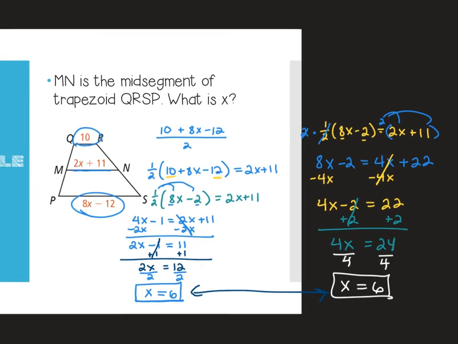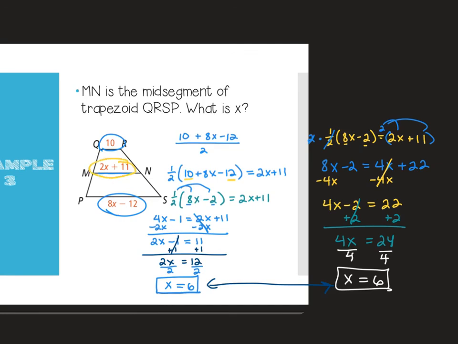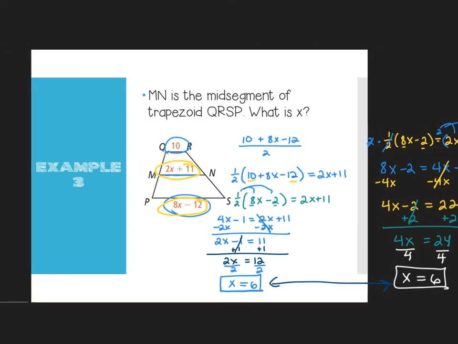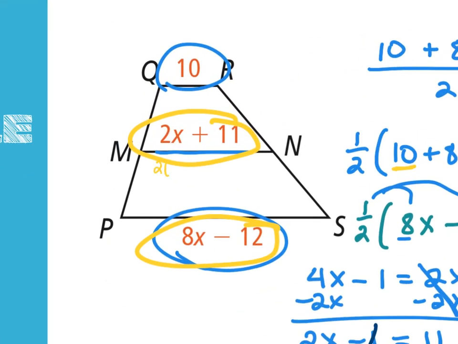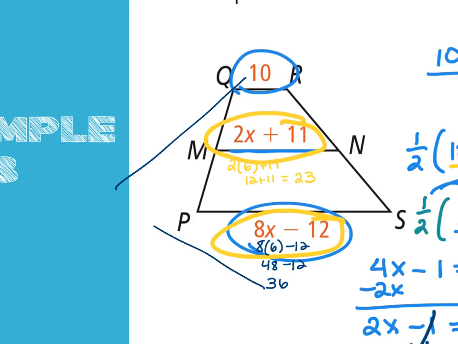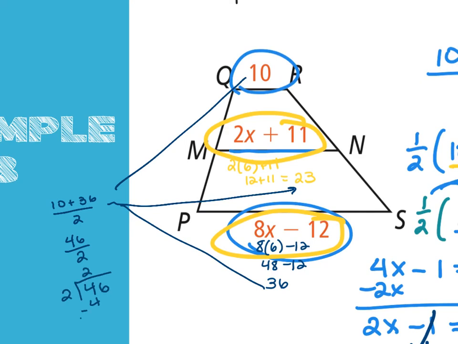And then with extra time again, you can plug these values in to make sure that they are right. So if I took 6 and plugged it in to the MN, I would get 2 times 6 plus 11, 12 plus 11, which is 23. Plug the 6 in here, 8 times 6 minus 12, that's 48 minus 12, which is 36. And then I would check by saying 10 plus 36 divided by 2 should equal 23. So I get 46 divided by 2, and 46 divided by 2 is 23, which confirms my answer.